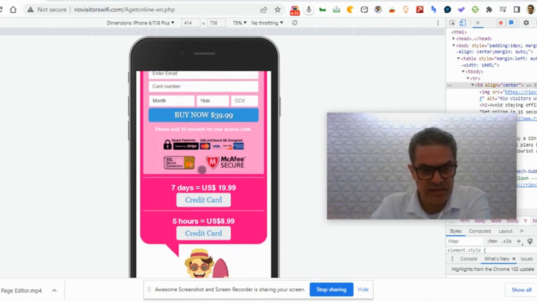We tested these images over here that kind of convey trust: SSL Secure, McAfee, and these Visa logos and these credit card logos did improve sales.